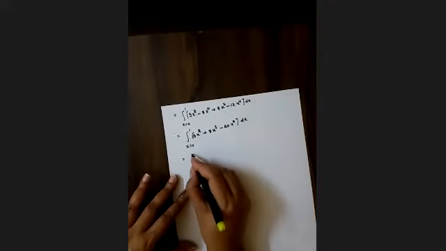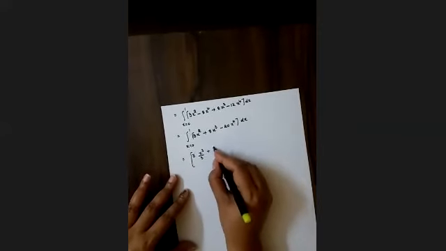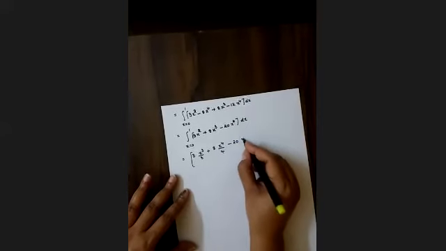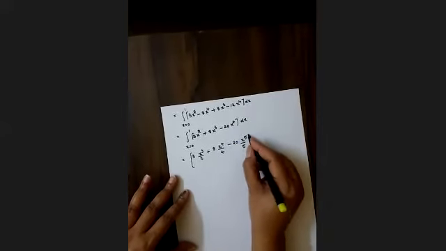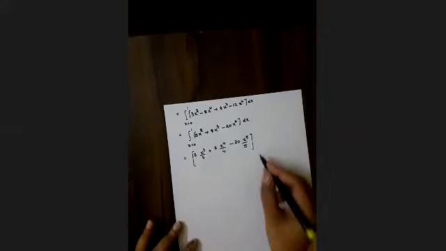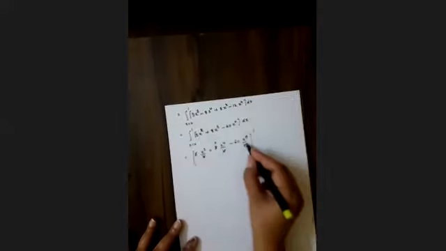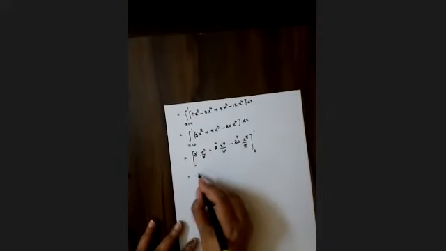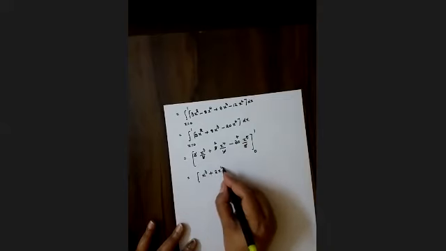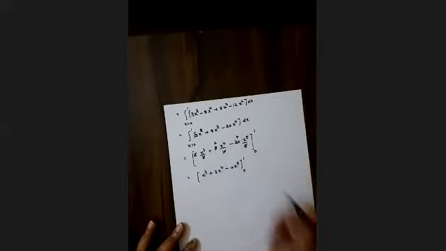Now integrate with respect to x. When integrating with respect to x, 3 into x cube divided by 3 plus 8 into x power 4 divided by 4 minus 20 into x power 5 divided by 5, and the limits are 0 to 1. So this 3 I can cancel. 4 2 times, 5 4 times. So what we have here? x cube plus 2x power 4 minus 4x power 5, and the limits are 0 to 1.